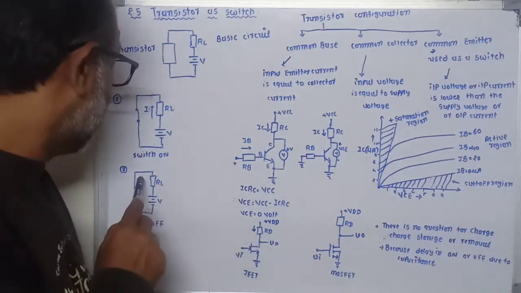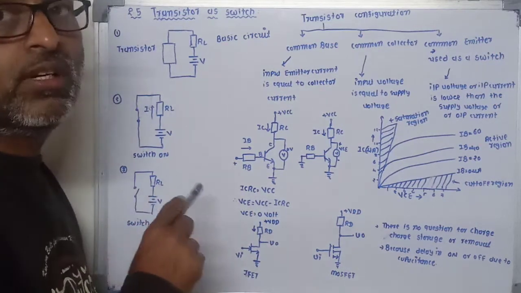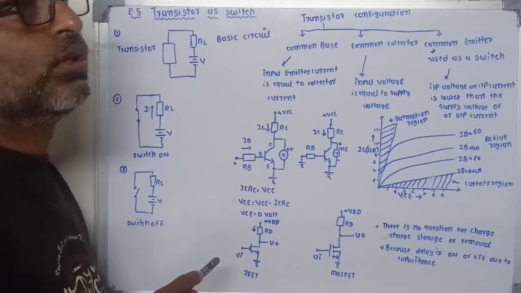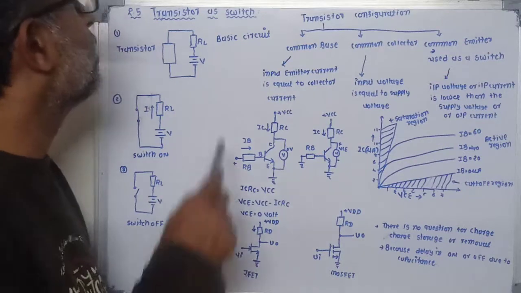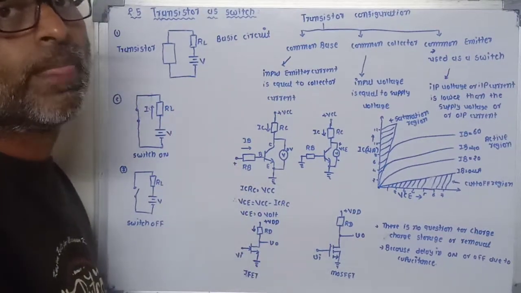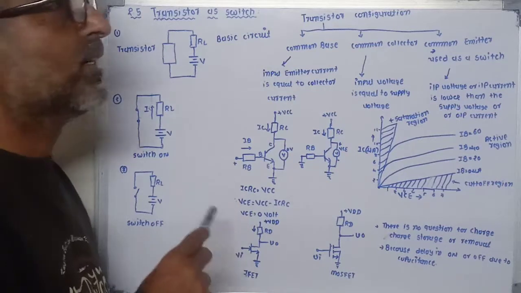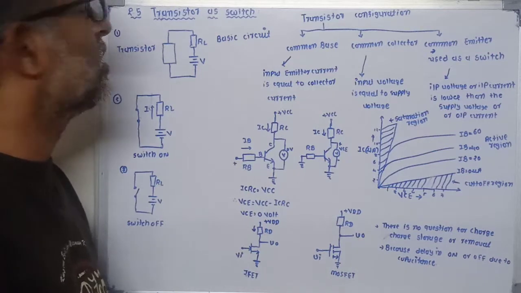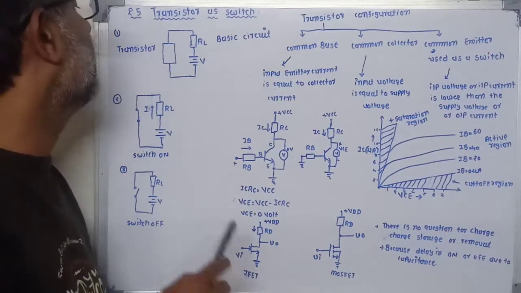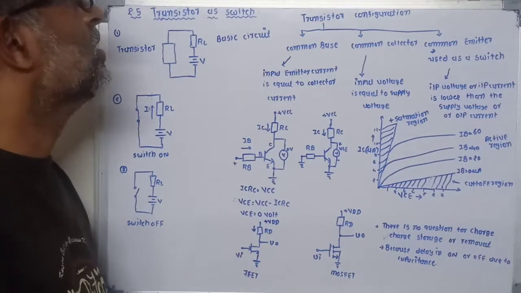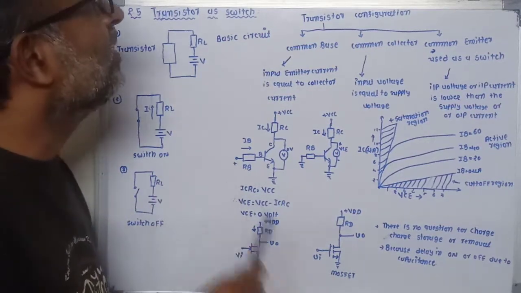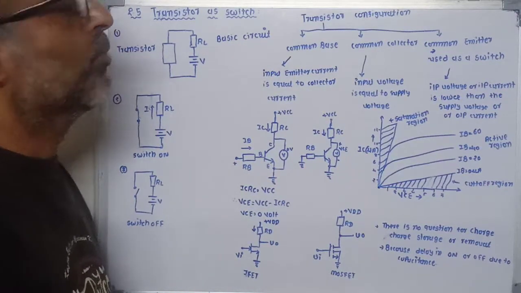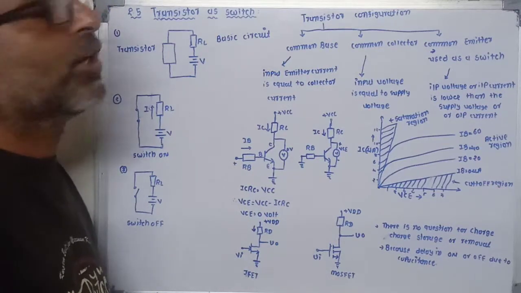But when the transistor is in the off condition, current does not flow through this load resistance. So we can say that the current passing through this load resistance depends on the on or off condition of this transistor. Or we can also say that the current passing through this load resistance is controlled by this transistor, and the transistor works as a switch. There are three configurations of transistors used: common base configuration, common collector configuration, and common emitter configuration.